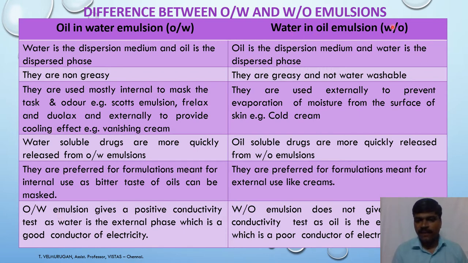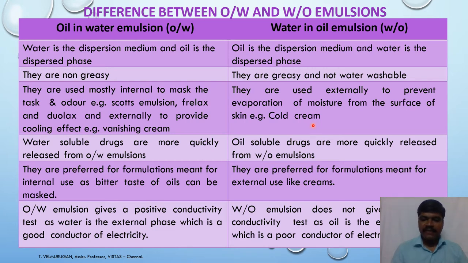Now, water in oil type of emulsion. See, oil is the dispersion medium and water is the dispersed phase. Water is surrounded by oil, then only we can call this water in oil emulsion. Next, they are greasy and non-water washable. They are used externally to prevent evaporation of moisture from the surface of the skin. Example, cold cream. This cold cream preparation also you already learned in the first semester, maybe.